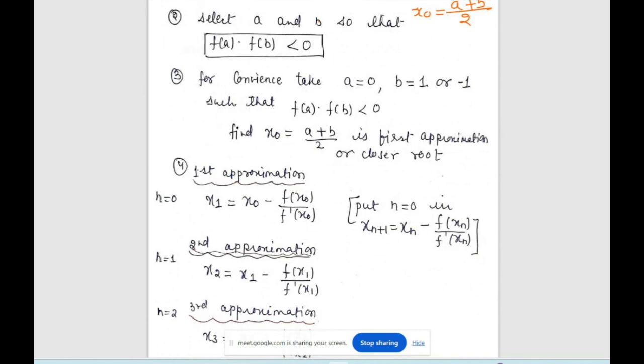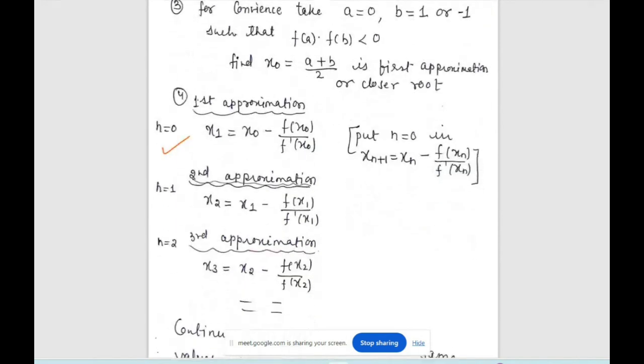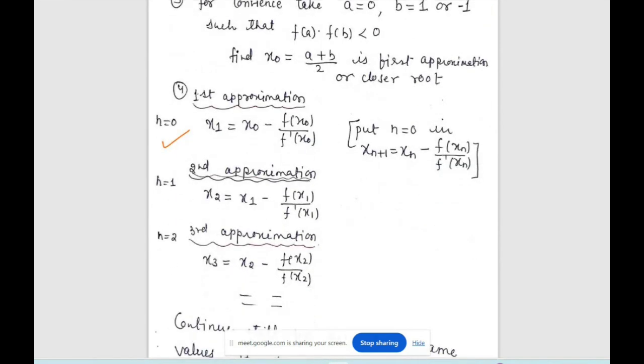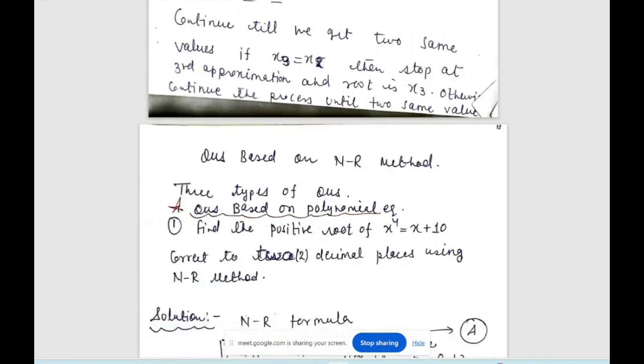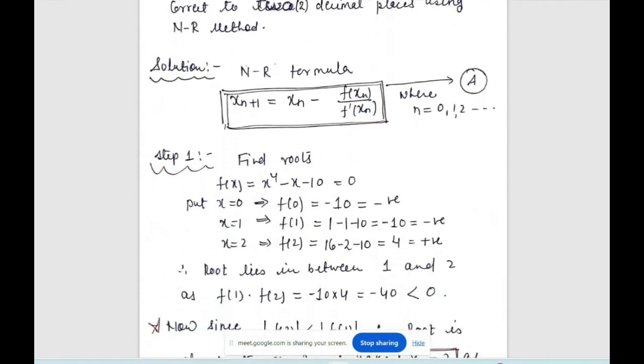So the initial approximation is what? x0. Now find the first approximation, as I explained on the previous page: x1, x2, x3, putting in all the values, and continue the steps until we get two approximated values the same, that is, x3 equals x2. If they are equal, stop here and write the answer. Okay, so how does this method work? Let's see one example.